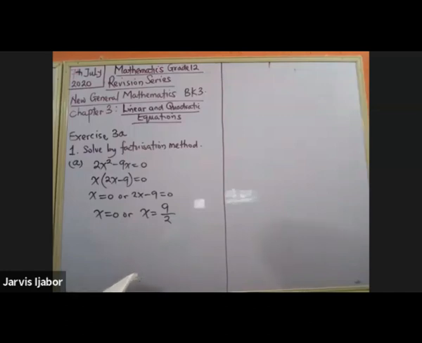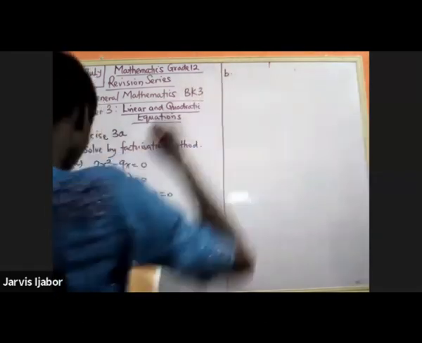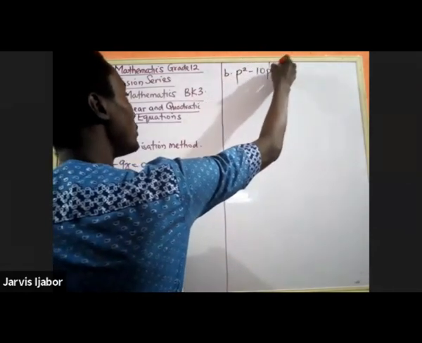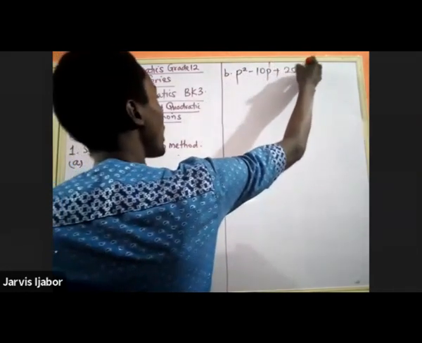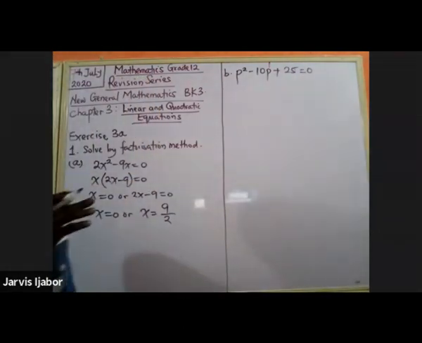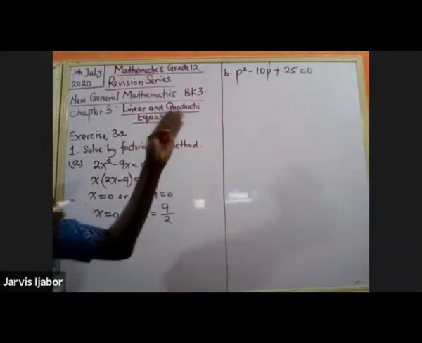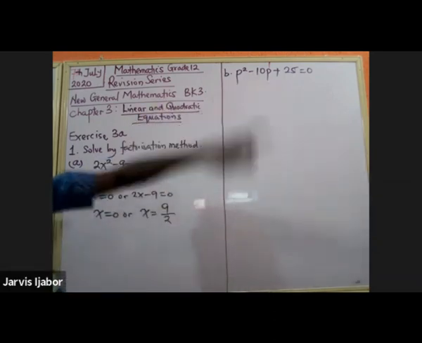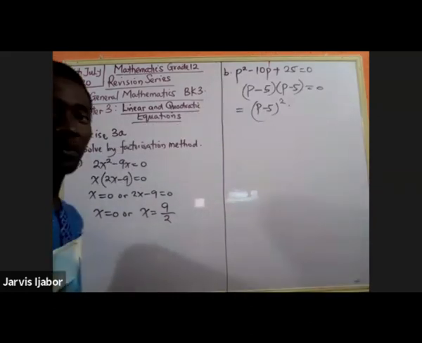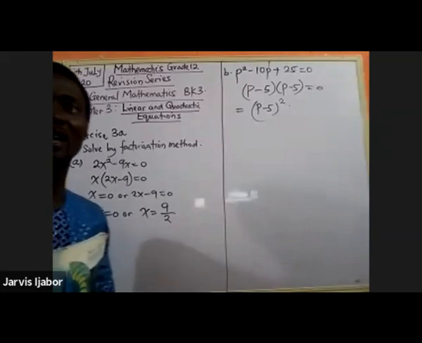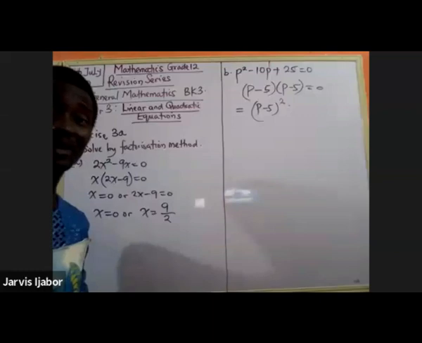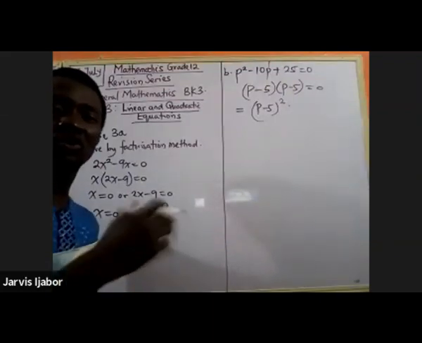There are lots and lots of questions. Let me solve B. In question B, you have p squared minus 10p plus 25. Now, please, beyond just solving, there's something you need to do. You need to be able to identify things when you're solving quadratics. I tell students that there's an element of guesswork when you're solving maths. There are traits of trial and error when you're solving maths.